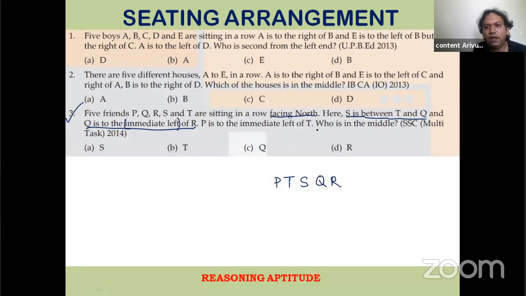Now who is in the middle? S is in the middle. So the answer will be A, S. So P, T, S, Q, R, that is the final order, and the one in the middle is S. So for question number 3, the answer is A, that is S.